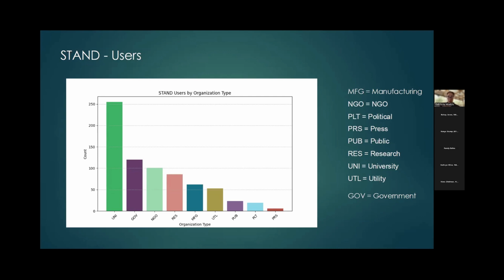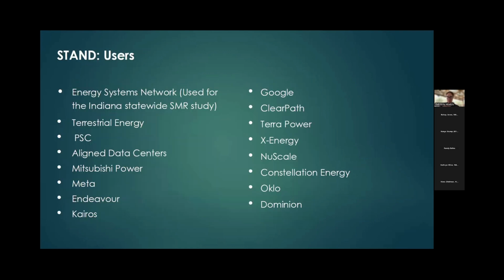You can see we have quite a few from government, including many from government and state government offices. Also in the manufacturing, NGO, political, press, public research, and university and utility space. Go ahead and next slide. Here are some of the organizations that we've worked with that have used the STAND tool. Next slide, please.